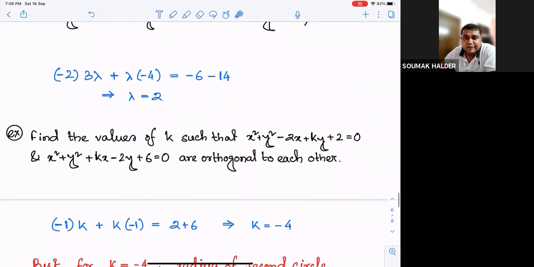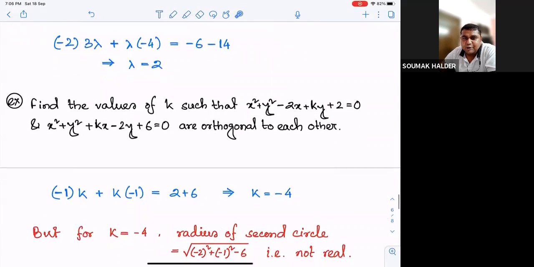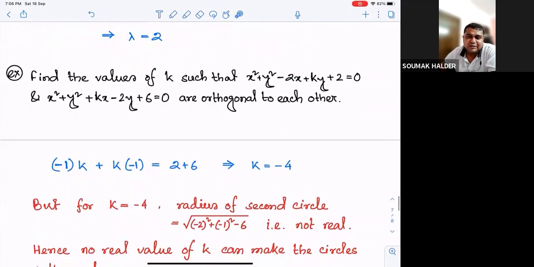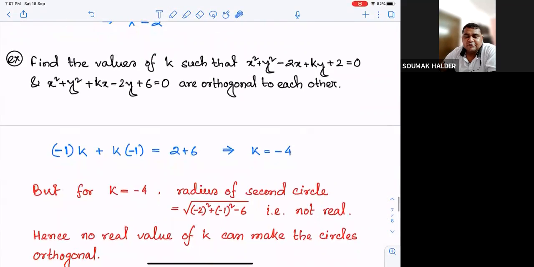And hence, even after having the value of k, when we check the radius of the second circle, we find that it's not real. And hence, there cannot be a real value of k which can make them orthogonal. Because for the condition of orthogonality to be satisfied, we need k equal to minus 4, whereas that is not going to make the circles feasible. At least the second circle we have identified is not feasible.